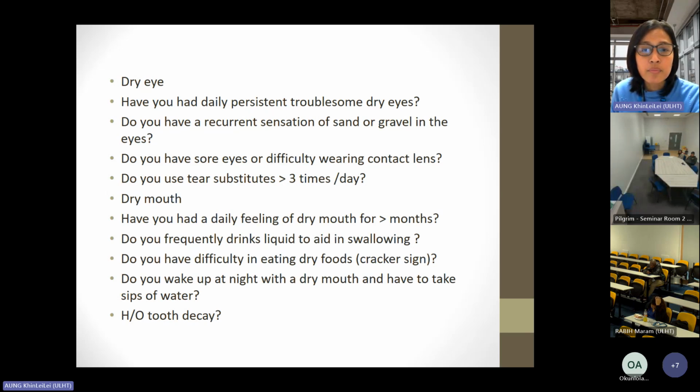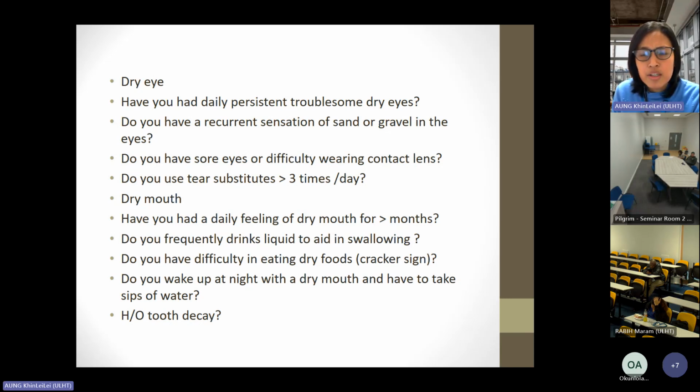In terms of dry eye, as dry eye is very common, we need to ask specifically about the severity. Have you had daily persistent troublesome dry eyes? Recurrent sensation of sand or gravel in the eyes? Otherwise, if you ask the patient, do you have dry eye, the patient will reply yes, because it is a very common symptom. Do you have sore eyes or difficulty wearing contact lenses? Do you use tear substitutes? How many times per day? You need to ask in a very detailed way.